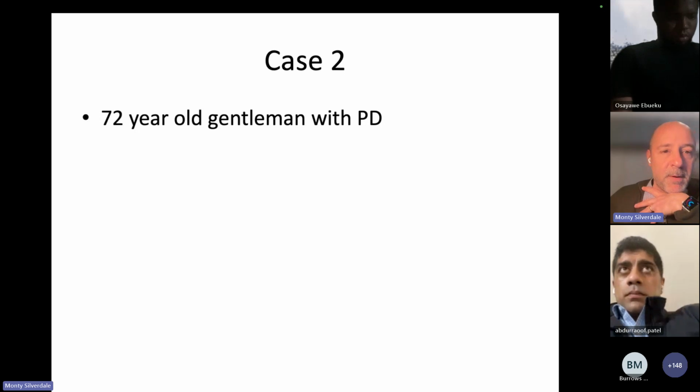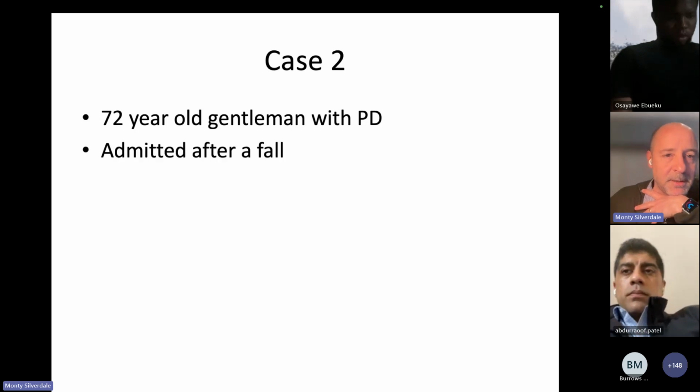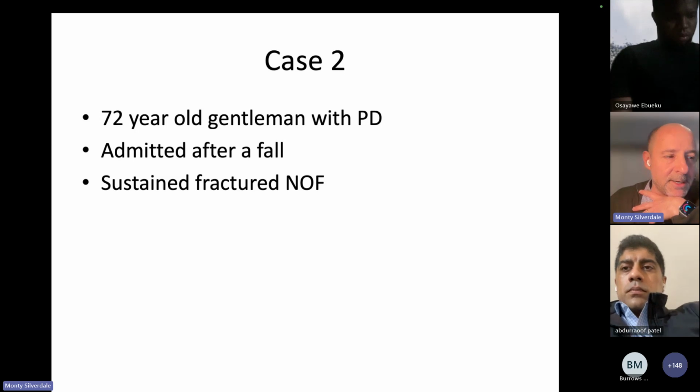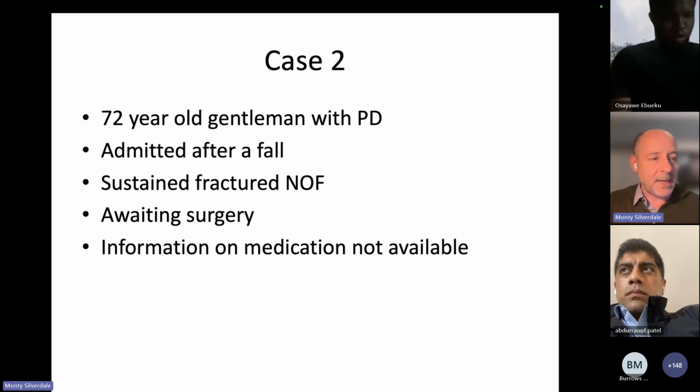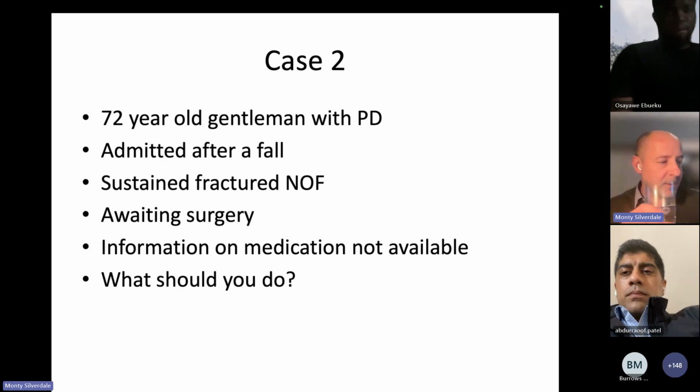72-year-old chap with Parkinson's disease. He's admitted to A&E. You're called to see him in A&E. He sustained a fractured neck of femur. He's awaiting surgery. He's nil by mouth. There's no information on medication that's available. We don't know what he's on for his Parkinson's. So what are we going to do here?